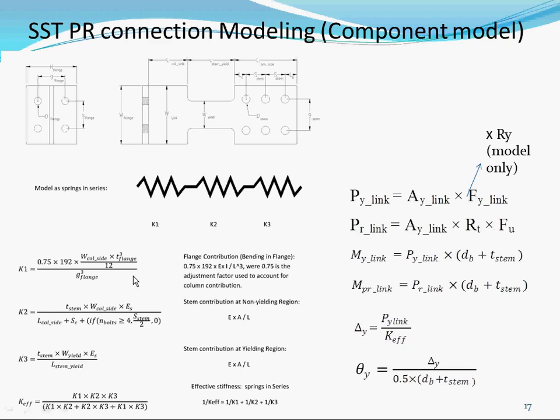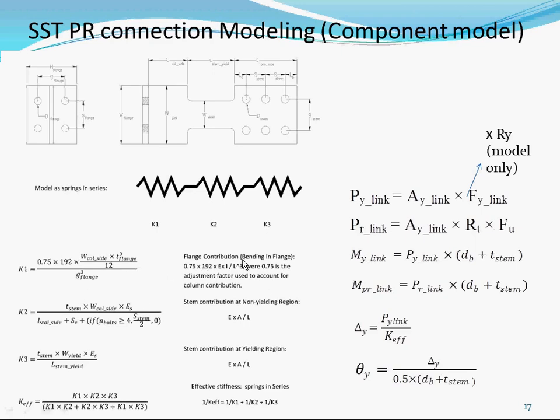So this equation should apply to all our connections, light, medium, heavy, whatever we use, because the contribution of each component is considered here. So we model it as 3 springs: K1, K2, K3.